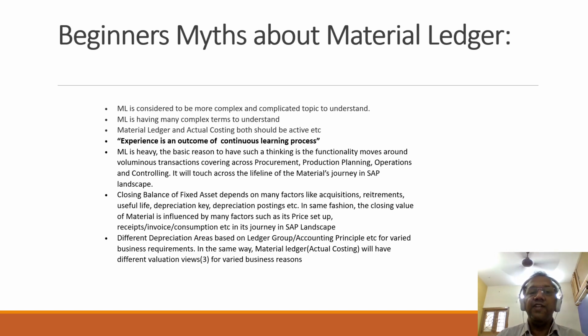The closing balance of fixed assets depends on many factors like acquisition, retirement, useful life, depreciation key, depreciation posting, etc. In the same fashion, the closing value of material is influenced by many factors such as the price setup, different prices, and different depreciation areas based on the ledger book, accounting principle, etc., which vary for a business requirement. In the same way, the material ledger and actual costing will have different valuation views for varied business reasons. The material ledger is a component of a subledger.